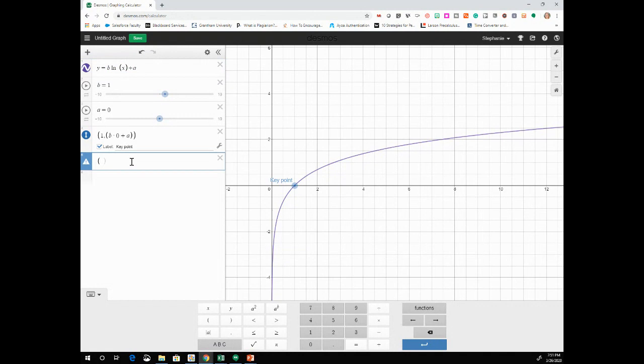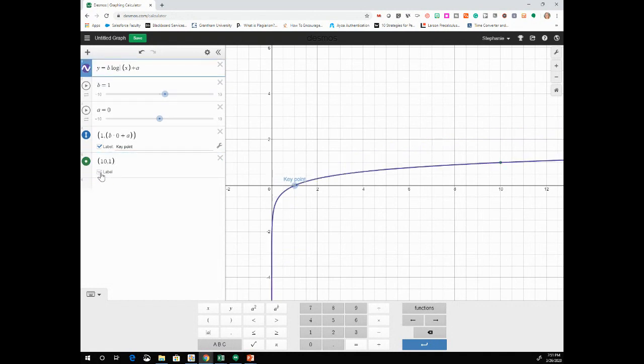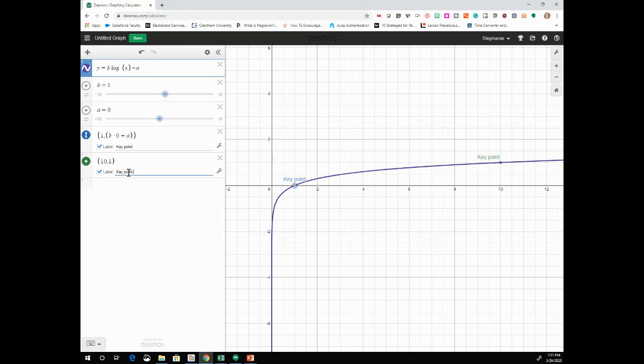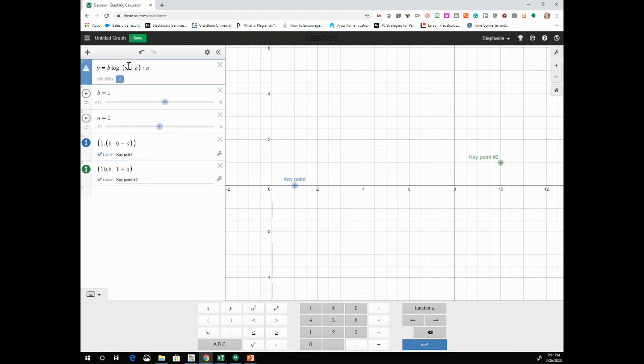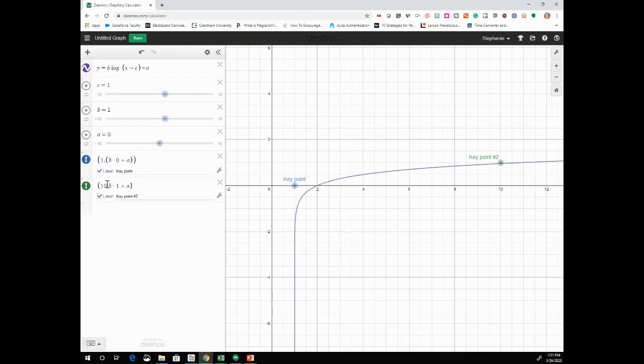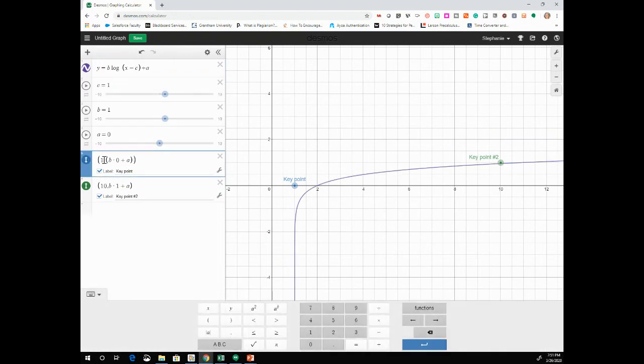Let me put a second point here, because we know we have 10, comma 1. Oh, but that's natural log. I'll make this log again. Okay, so this is point number 2. And then let's see. I can make sure my stretch is here. And then I'm going to make another slider for our shifts left and right so you can see how that happens. So you can demonstrate.